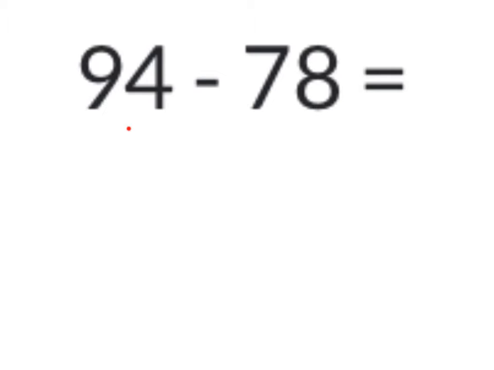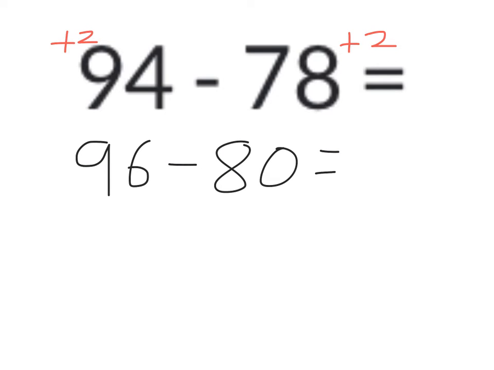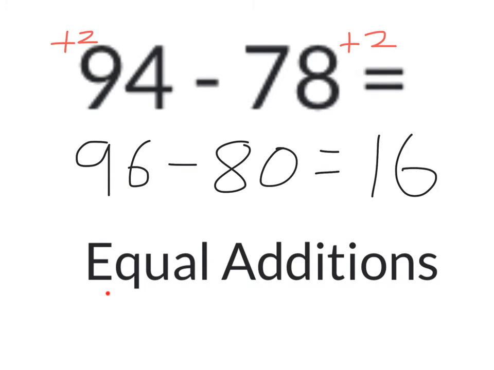What about this question? 94 take away 78. Now, this is a subtraction question. And when I look at this question, I can see that this is nearly a tidy number. So, if I use my strategy of equal additions and add 2 onto this side, and because it's equal additions, which works for subtraction, I also need to add 2 onto this side, I can change my problem so it becomes 96 take away 80. That's much easier for me to work out, and I know the answer to that is 16. So the strategy of equal additions was the best strategy to use for this question.